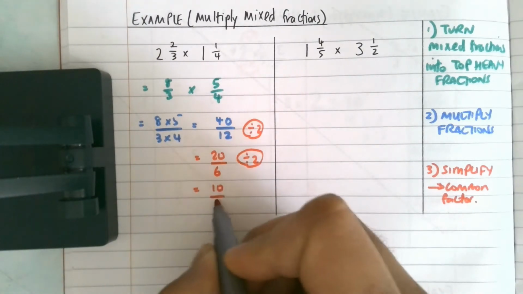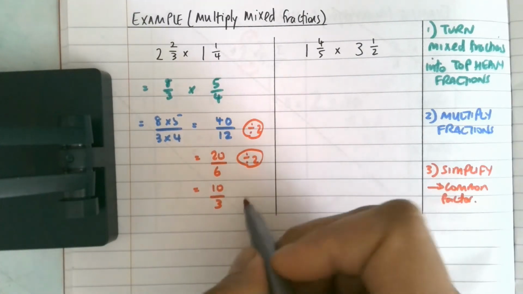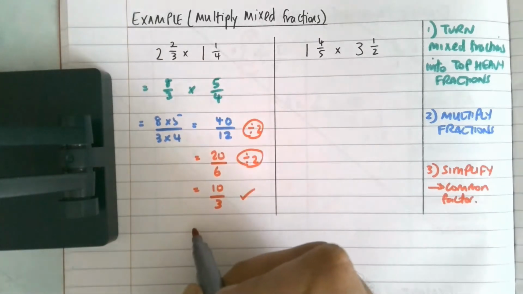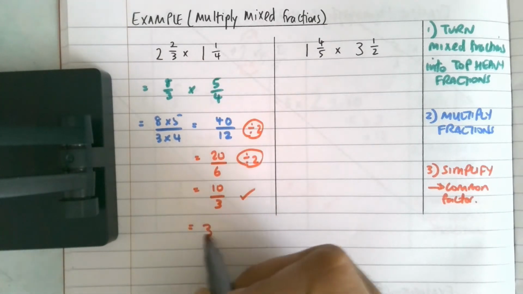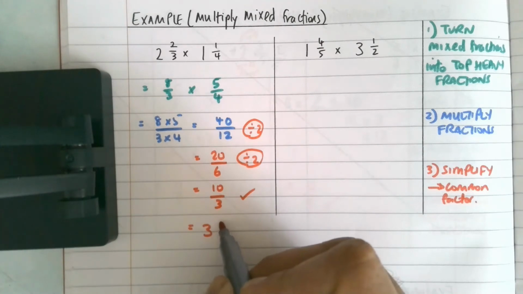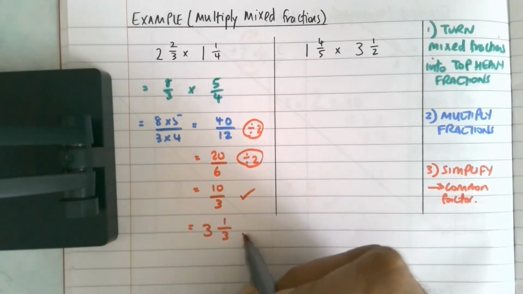Remember, the highest common factor for 40 and 12 would have been 4. So if I divided both by 4, I would have got 10 over 3. And then I'm going to leave that 10 over 3 as it is, or if you want you can write it as a mixed fraction, which is 3 1/3.